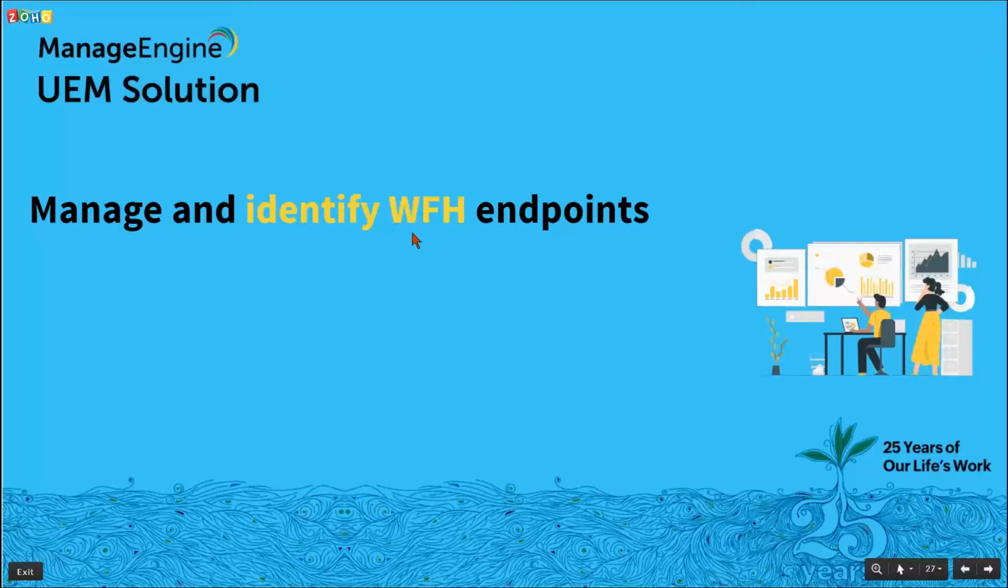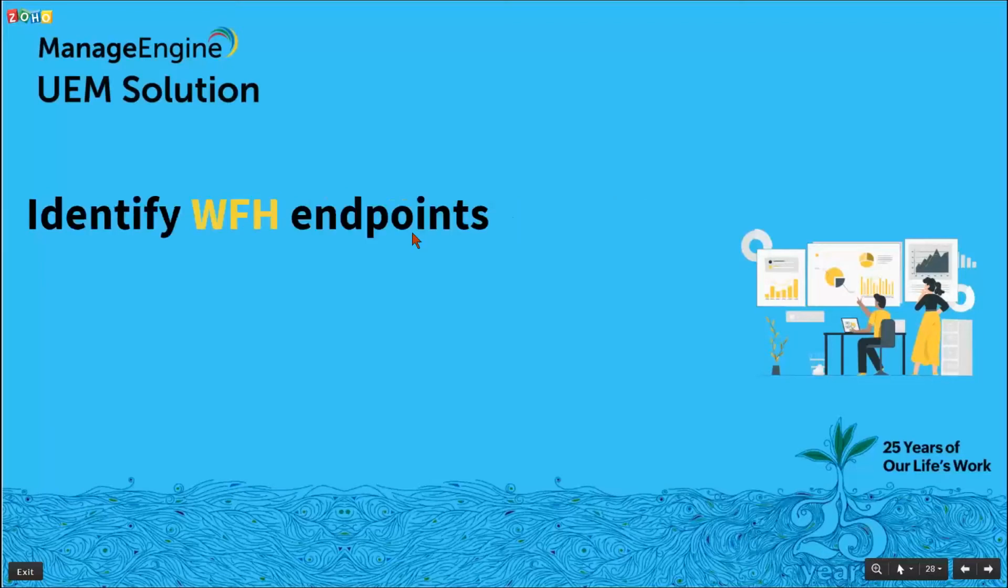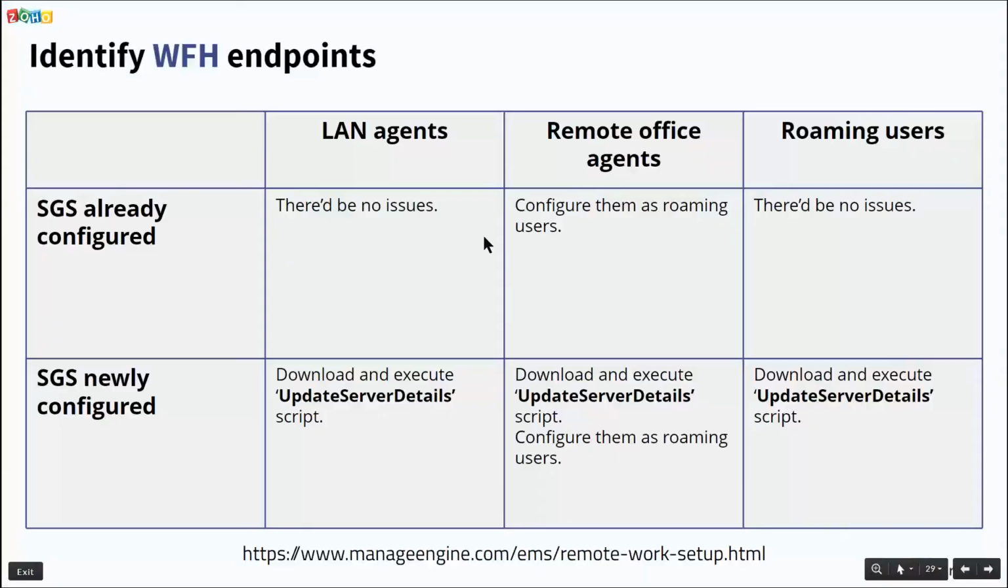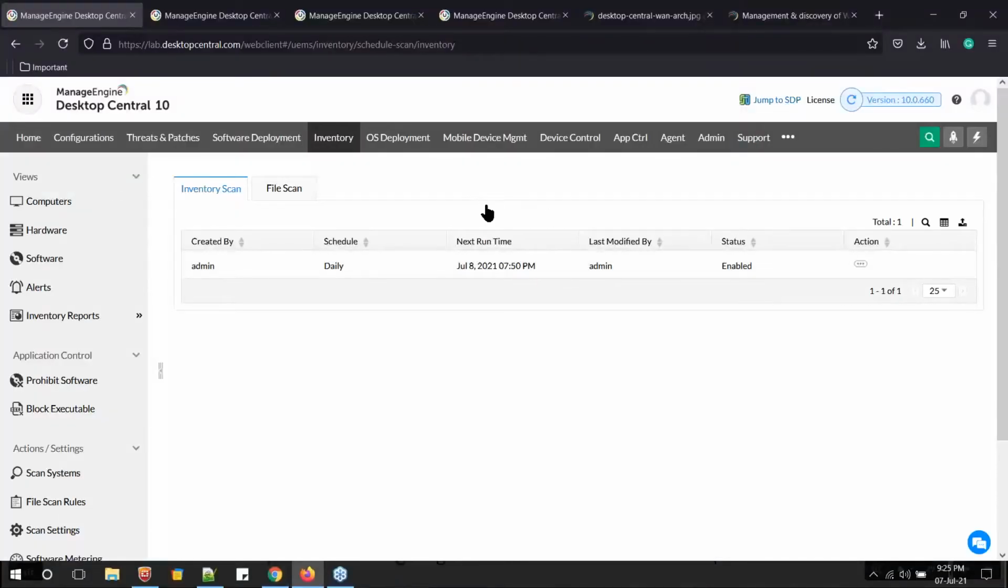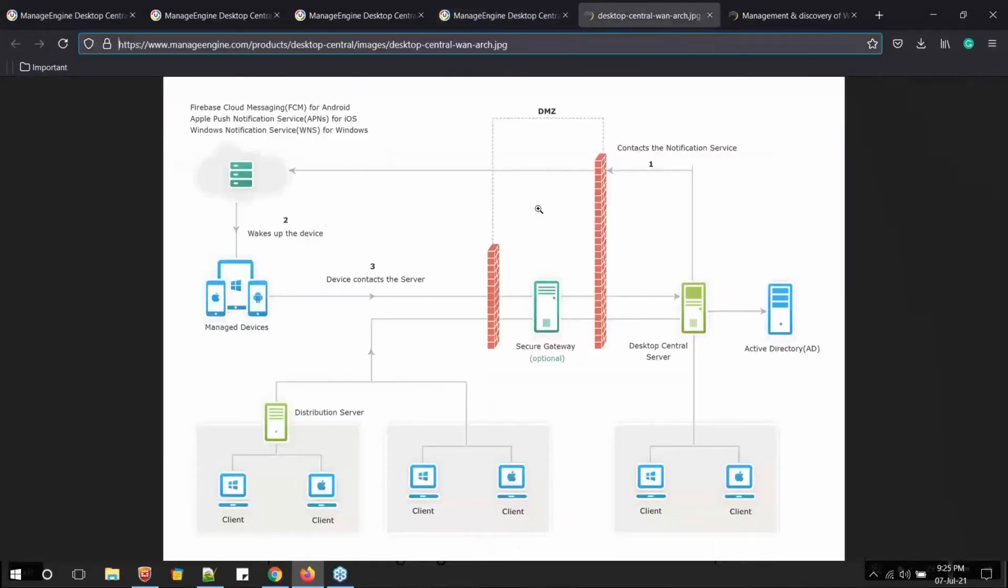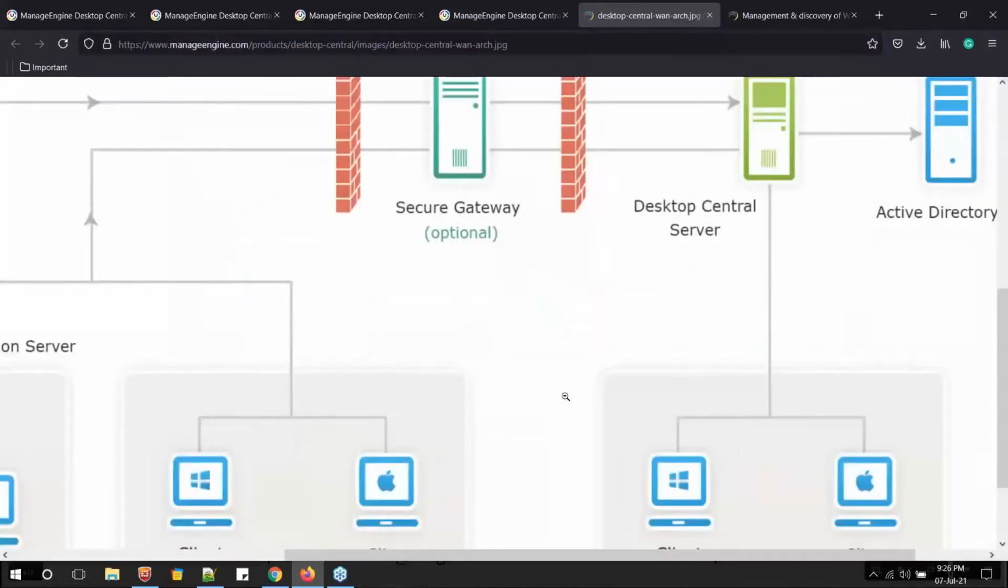Right. To explain this better, we have three steps here. First, we need to identify the work from home endpoints. Okay. So to explain this, I will go into this console, right? So let's take a look at this architecture here. So this is the Desktop Central architecture, your Desktop Central hosted in your secure network. And so here you have two scenarios.